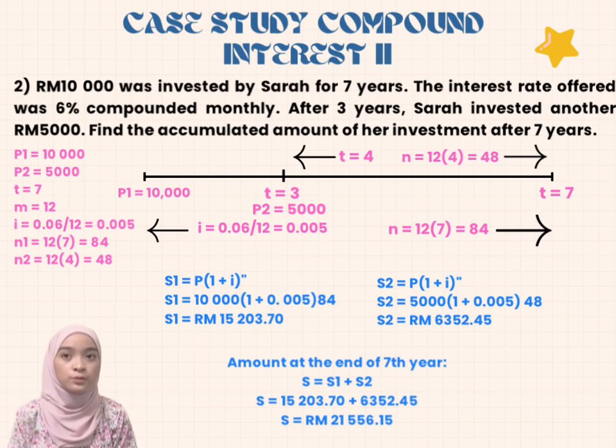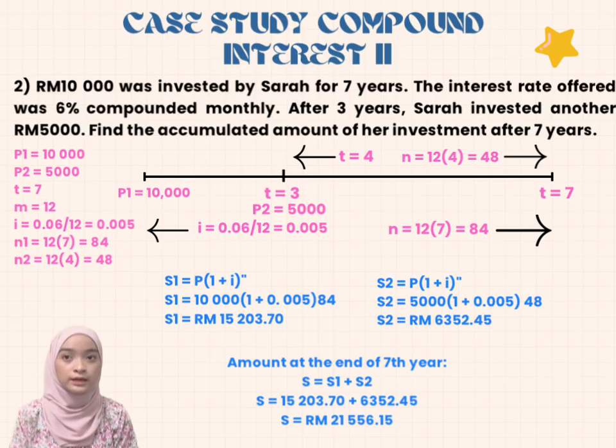Next, we calculate the accumulated value of the first investment using the compound interest formula. S equal to P multiplied by 1 plus I raised to the power of N. So, S1 equal to 10,000 multiplied by 1.005 raised to the power of 84. After calculation, the accumulated value of the first investment is 15,203 ringgit and 70 cents.